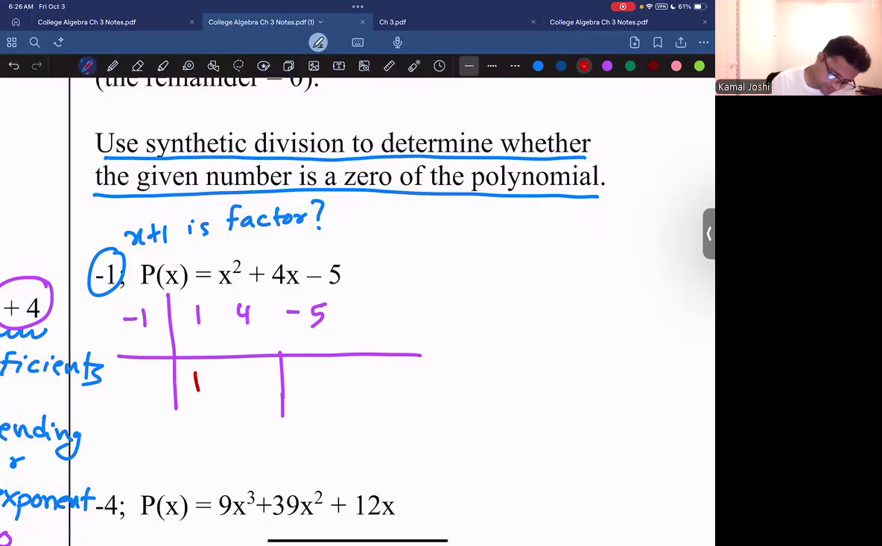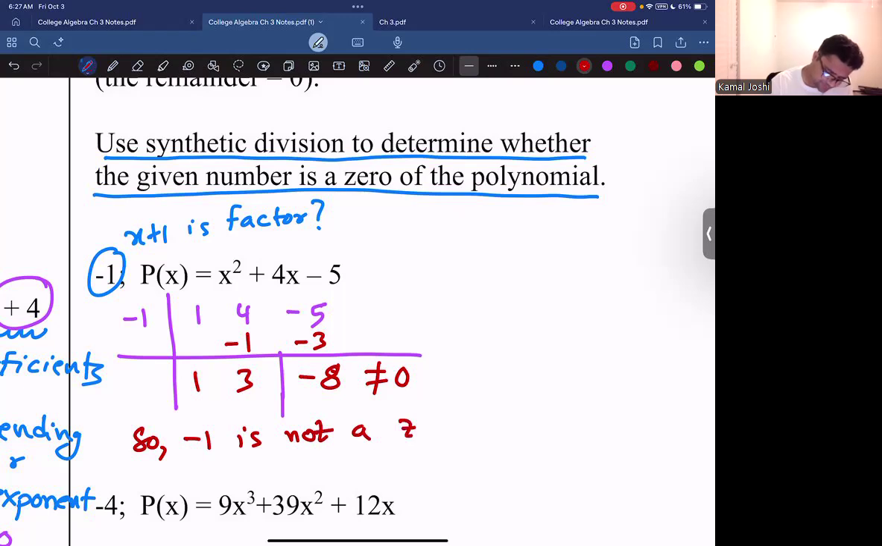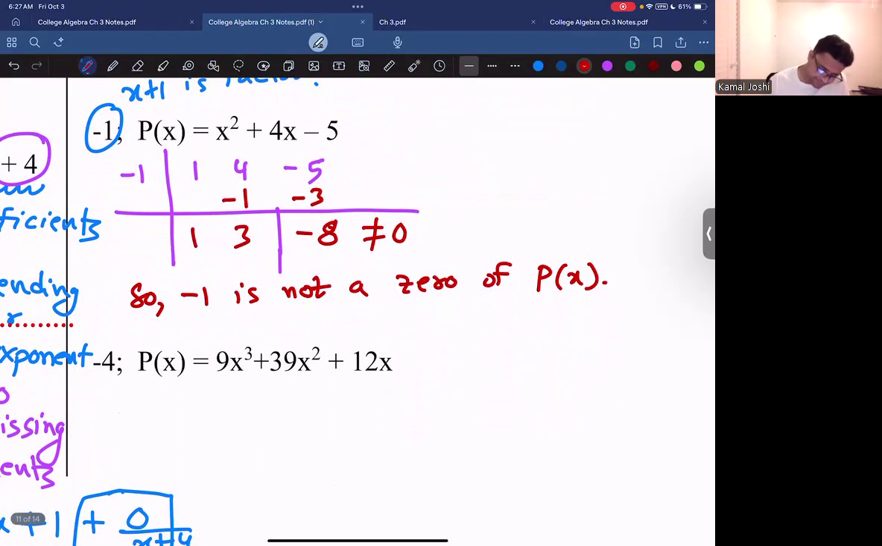Minus 1 times 1 will be minus 1, comes down 3. Minus 1 times 3 will be minus 3. You get minus 8 here, which is not 0. So the conclusion is minus 1 is not a 0 of p of x. Similarly, go ahead and do the next problem and then check your answer.